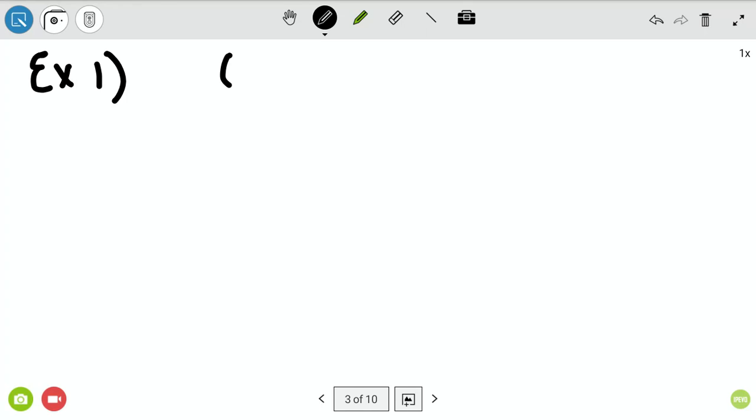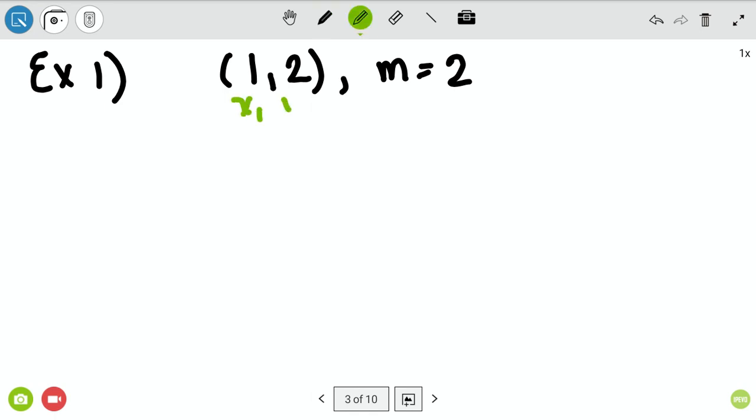So let's say we're given the point (1, 2), and we're given the slope is 2. So we're given a point, we're given a slope. Makes it pretty easy to write it in point slope form, because point slope form needs a point and a slope. So this is our x1 and our y1, and this is our slope, our m. So let's just say that we're asked in the directions to write an equation in point slope form.